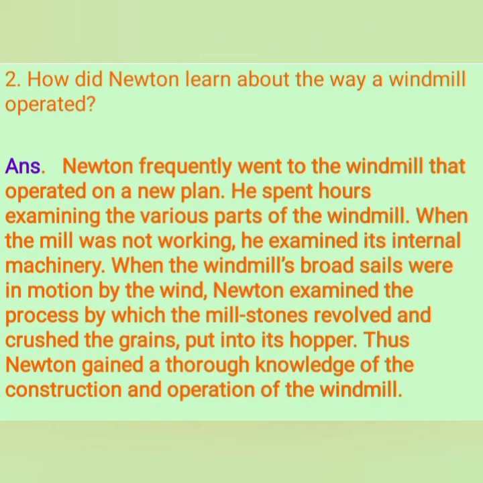Question number 2: how did Newton learn about the way a windmill operated? Answer: Newton frequently went to the windmill that operated on a new plan. He spent hours examining the various parts of the windmill. When the mill was not working, he examined its internal machinery. When the windmill's broad sails were in motion by the wind, Newton examined the process by which the millstones revolved and crushed the grains put into its hopper. Thus Newton gained thorough knowledge of the construction and operation of the windmill.